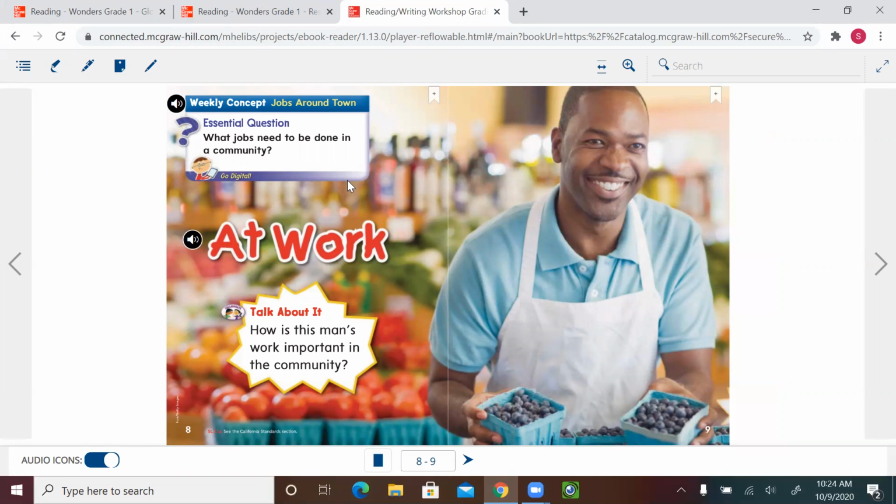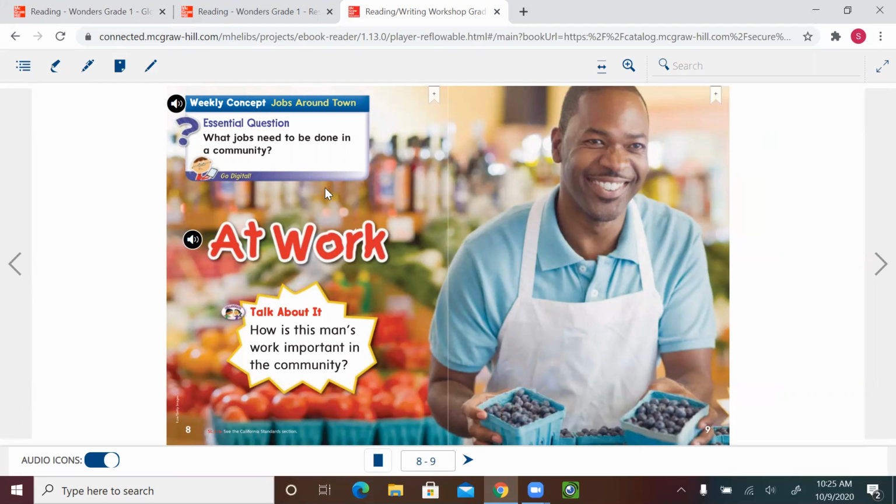And we know that occupations, like people in different jobs, people do different jobs in different areas. So we saw teachers, librarian, doctor, police officer, mailman or mailwoman, grocery stores, and also we know that the community is the place where people live together and they need to have all kinds of services to make their community complete.